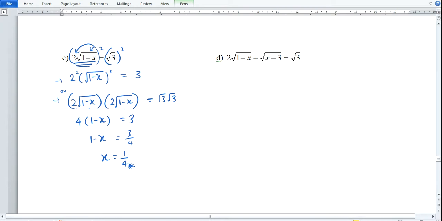Now for the next question, we have a plus on this side, and we have so many square roots. So what should we do first?